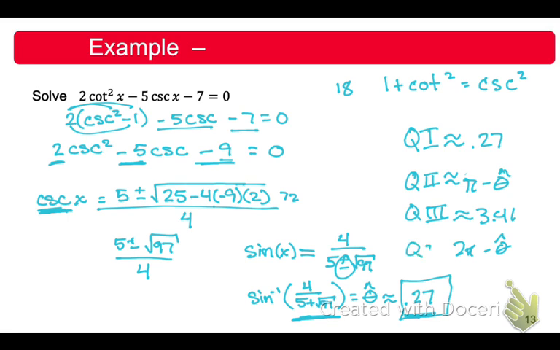So pi minus 0.27 is 2.87. Okay, guys, I'm still recording. Sorry. And then quadrant 4 would be 2 pi minus 0.27, which would be approximately 6.01. Fair enough. Okay, and that was all of our examples except that really weird one, which I think I put in the computer wrong. I think I typed it in wrong.